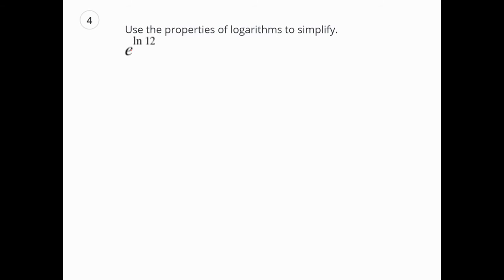Next one, use properties of logs to simplify. We have an e, and then we have a natural log. Hopefully you remember a natural log always has a certain base, that is base e. We don't usually write it, but I'm writing it there because if the bases match, with the log and this base right here, they cancel, and the answer is 12.